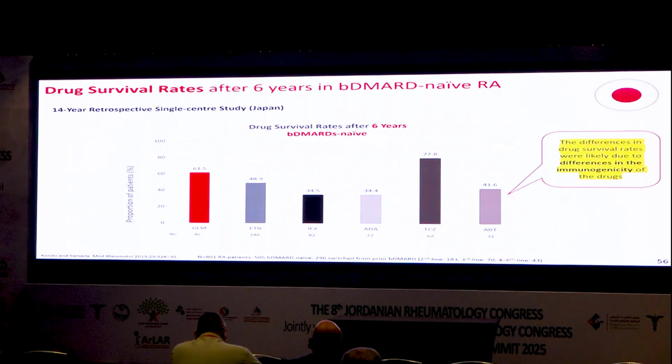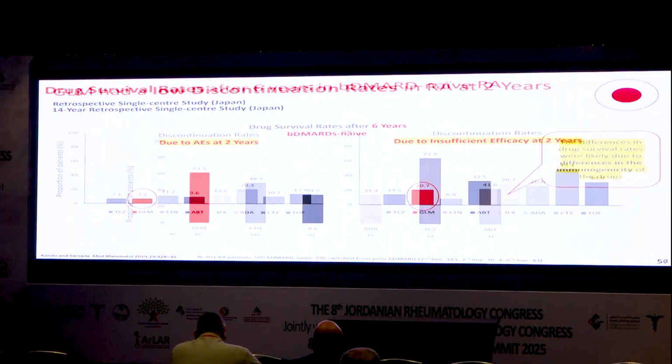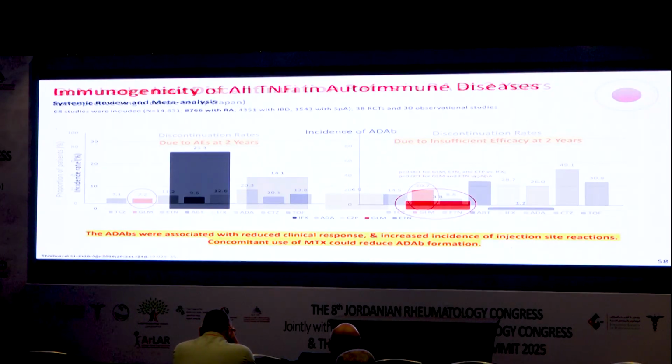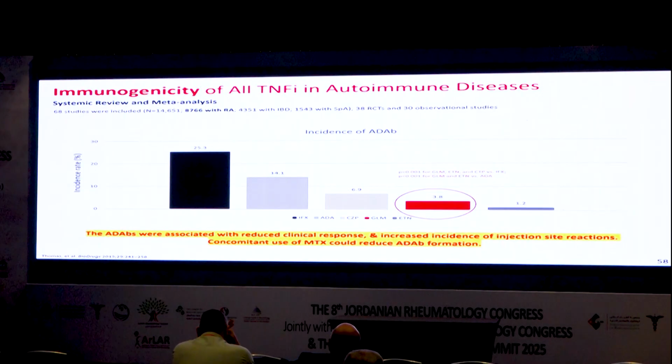Also, golimumab had a low discontinuation rate in 2 years in a Japanese study published in 2019. It is about 7.2% discontinuation due to adverse effects and 20.7% due to insufficient efficacy, which is much lower than the other compared medications used. In the same study, immunogenicity of all TNF inhibitors showed that patients taking golimumab had 3.8% antibodies against this medication, which is much lower than those for infliximab or adalimumab.